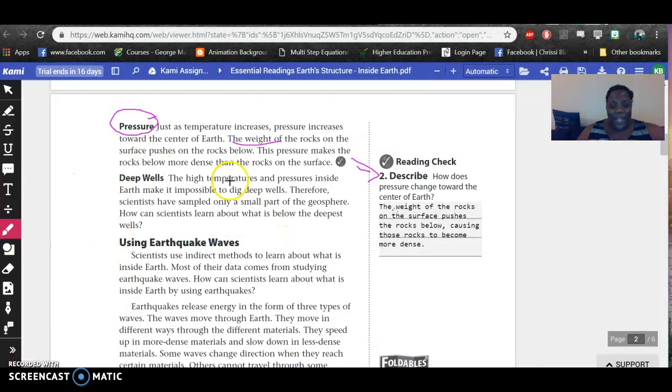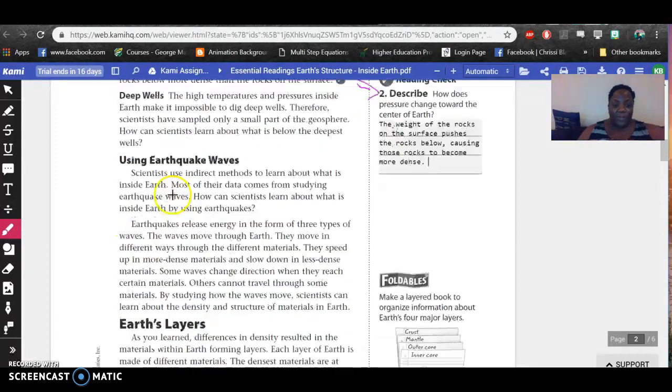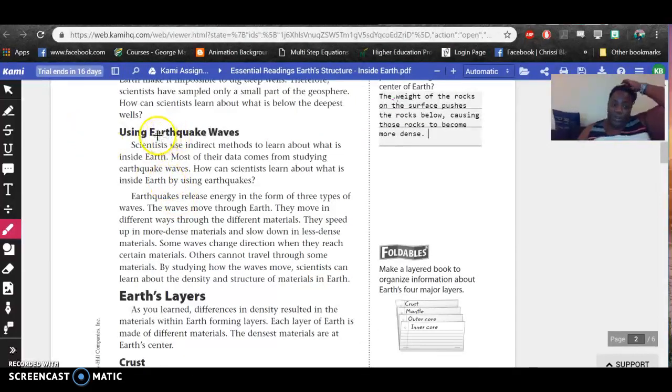All right, so deep wells. The high temperatures and pressure inside Earth make it impossible to dig deep wells. Therefore, scientists have sampled only a small part of the geosphere. How can scientists learn about what is below the deepest wells? Using earthquake waves. Scientists use indirect methods to learn about what is inside Earth.